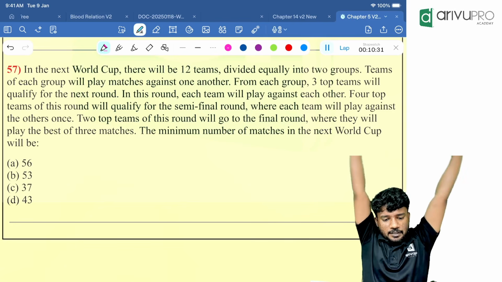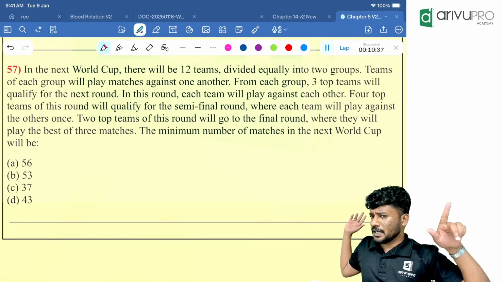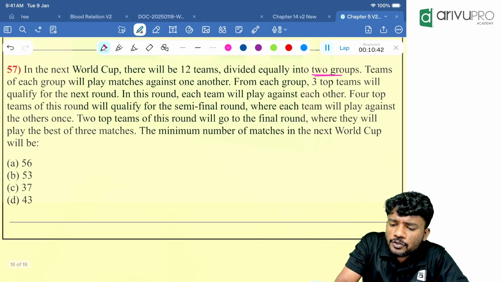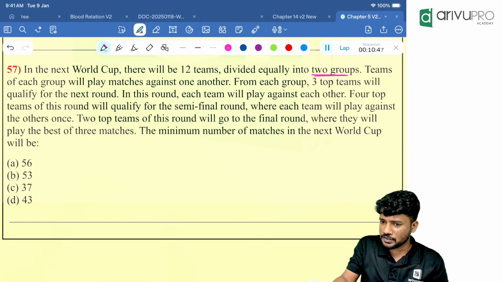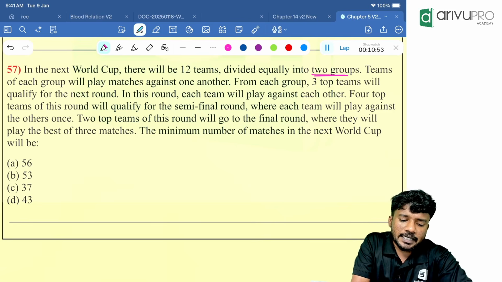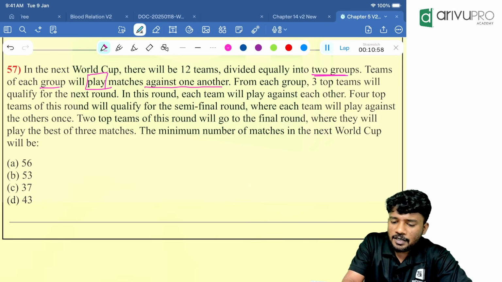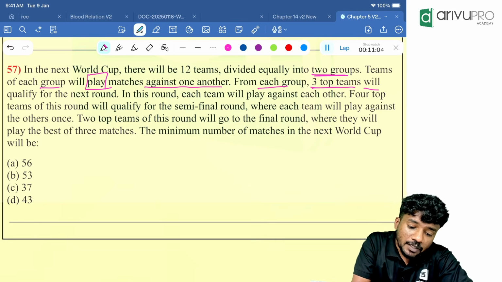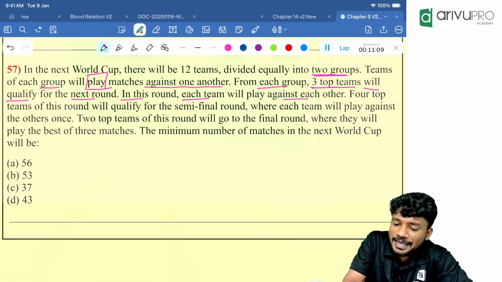In the next World Cup, there will be 12 teams, divided equally into two groups. Divided equally into two groups means Group 1 will have 6 teams and Group 2 will have 6 teams. That is the given thing. Teams of each group will play matches against one another. From each group, 3 top teams will qualify for the next round. In this round, each team will play against each other.